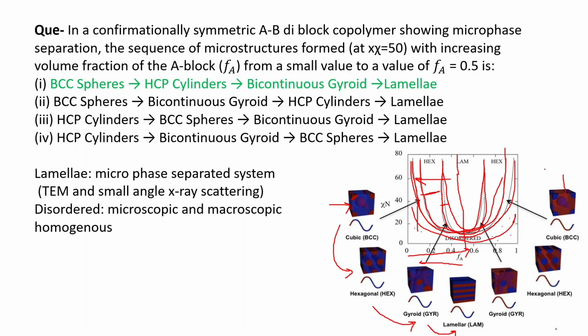So this is happening, and outside is the single phase system. So option 1 is correct, because we are moving from 0 to 0.5 volume fraction of A, and from this we are getting the BCC spheres converting into the HCP cylinders, and further the bi-continuous gyroid, and last will be the lamella we'll get, which is the layer by layer morphology, or layer by layer micro-separated regions we'll get.